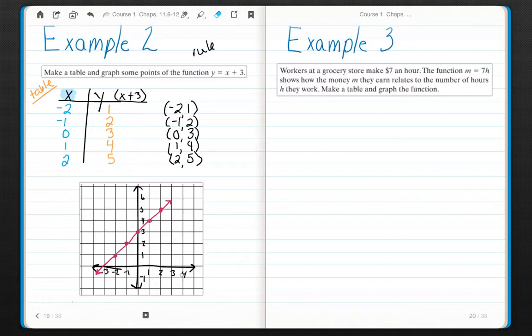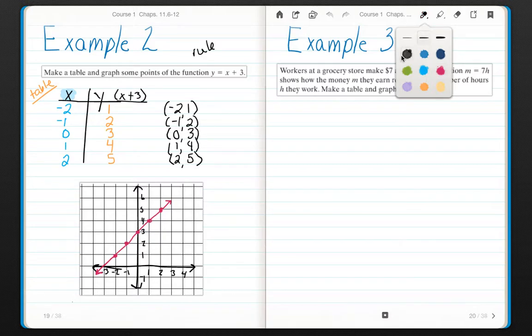All right? So let's apply this to example 3. Workers at a grocery store make $7 an hour. The function m equals 7h shows how the money m they earn relates to the number of hours h they work. Make a table and graph the function. So I start with my table.